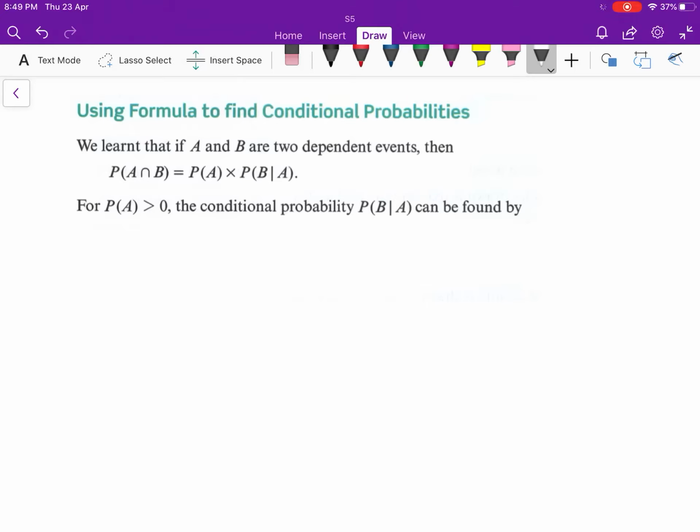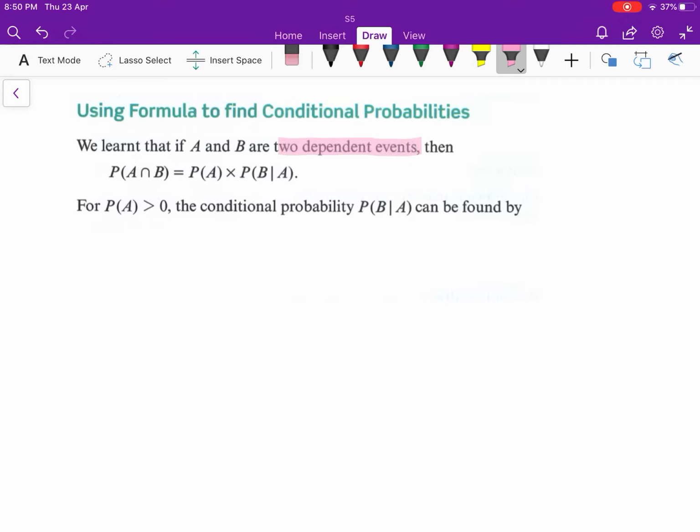Chapter 11.5, students, welcome back. Today we will end section 11.5. This is the last lesson on 11.5. In today's lesson, we will focus on how to use the formula to calculate conditional probability, okay?